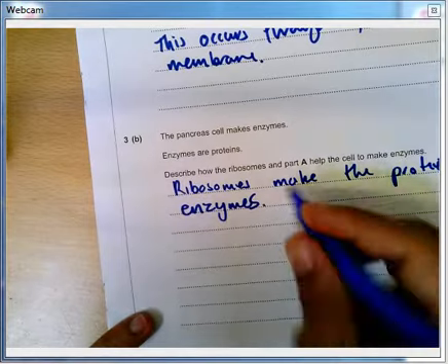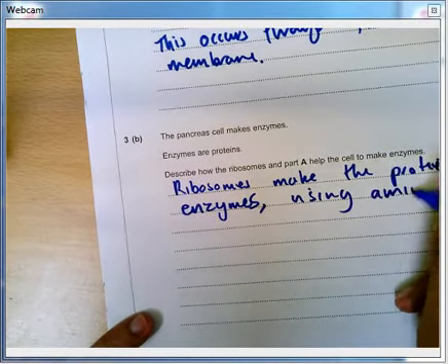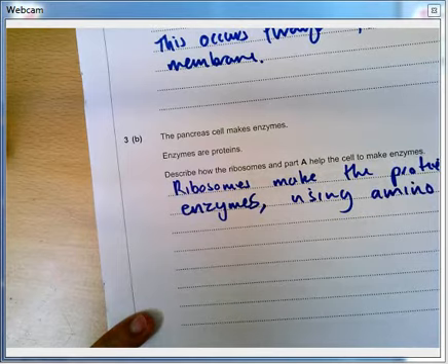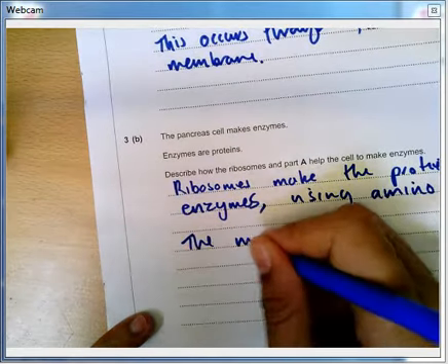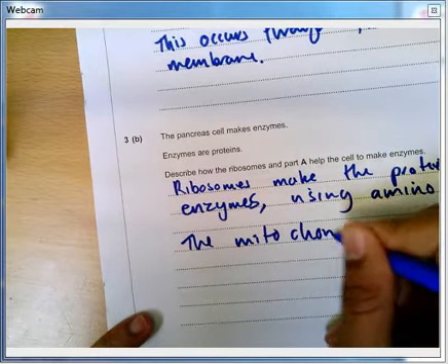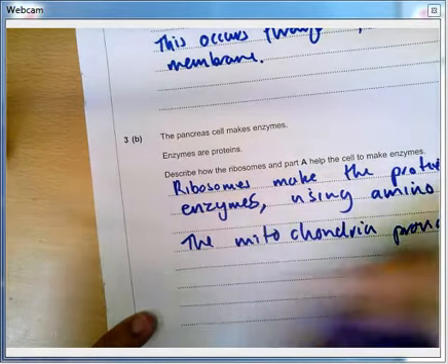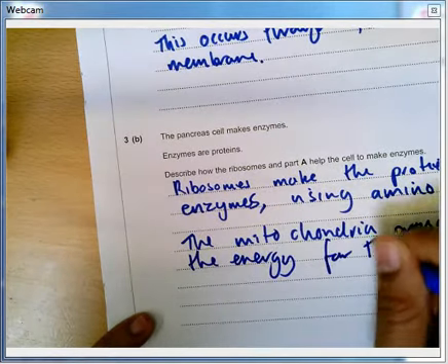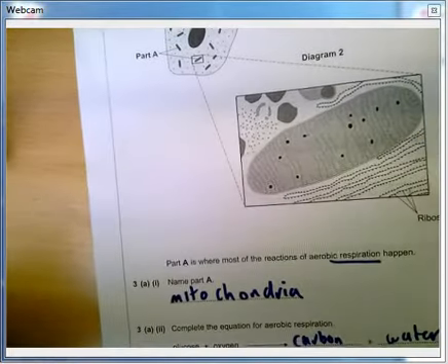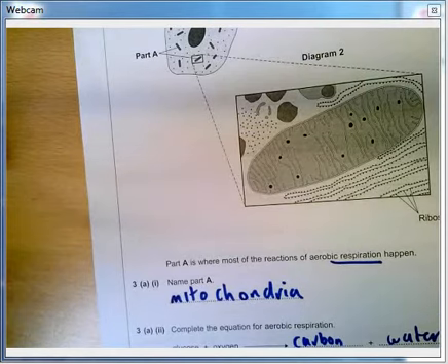So ribosomes make the proteins and enzymes using amino acids. The mitochondria provide the energy for this. Okay, so the ribosomes actually produce the proteins from amino acids. However, the mitochondria give energy to allow that to happen.